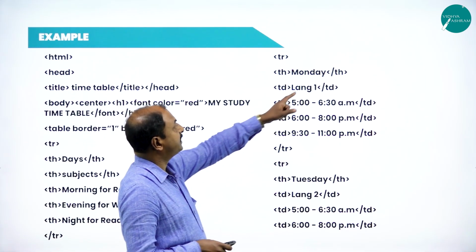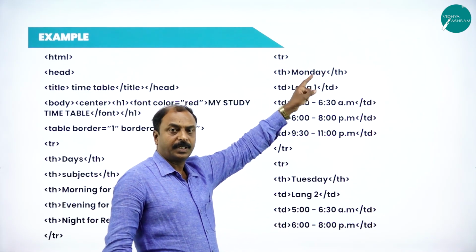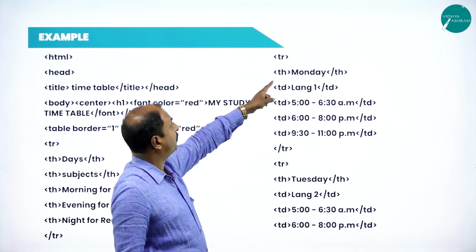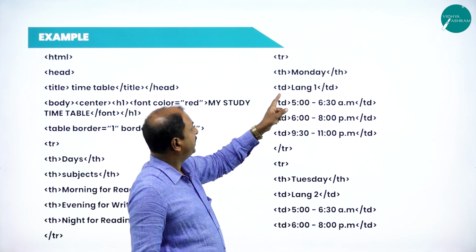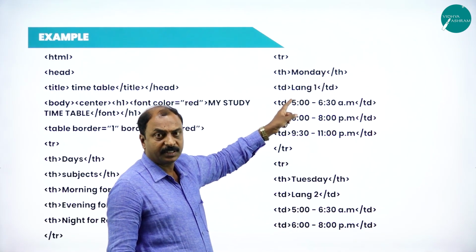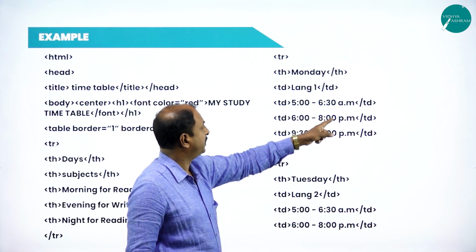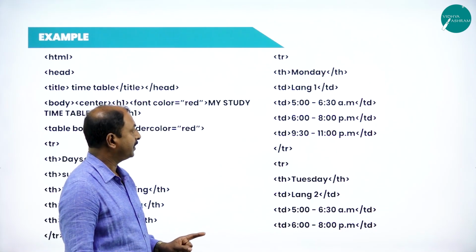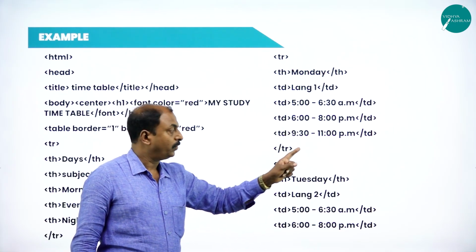Now look at the second row. If you look at the second row, again we are using a separate TR tag, a separate row. Inside that we have TH, which is Monday, and it appears in bold. Then TD for table data description. Here language 1, TD. These are the information, and we are closing the TR tag here. So this TR tag is for the second row.